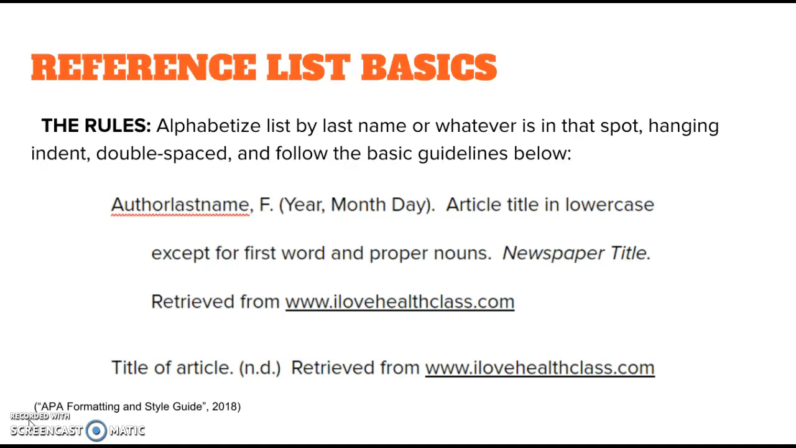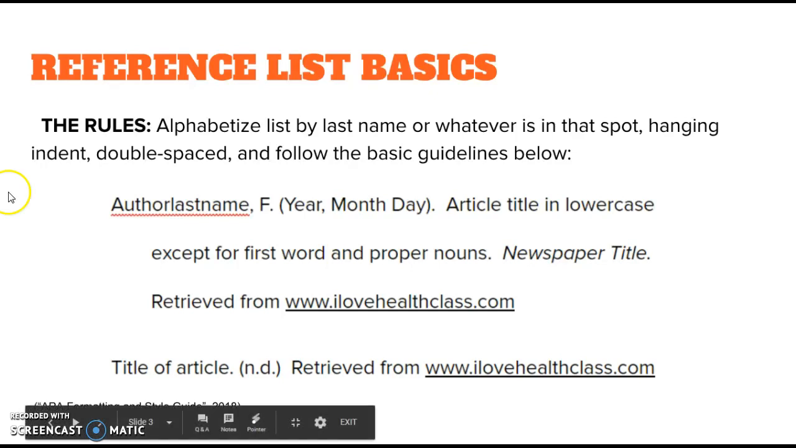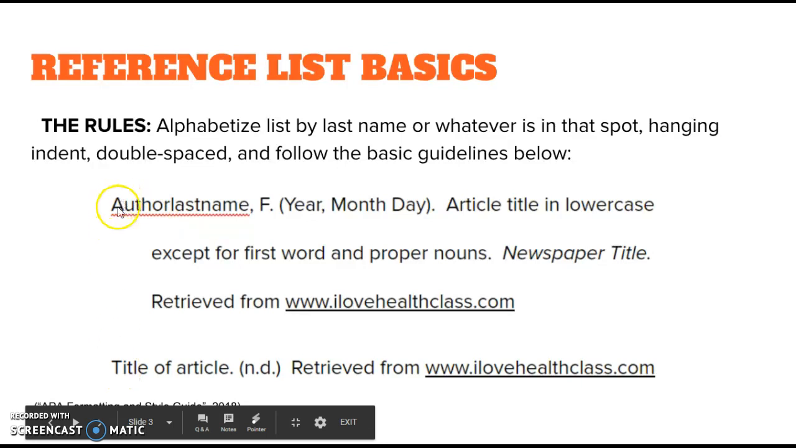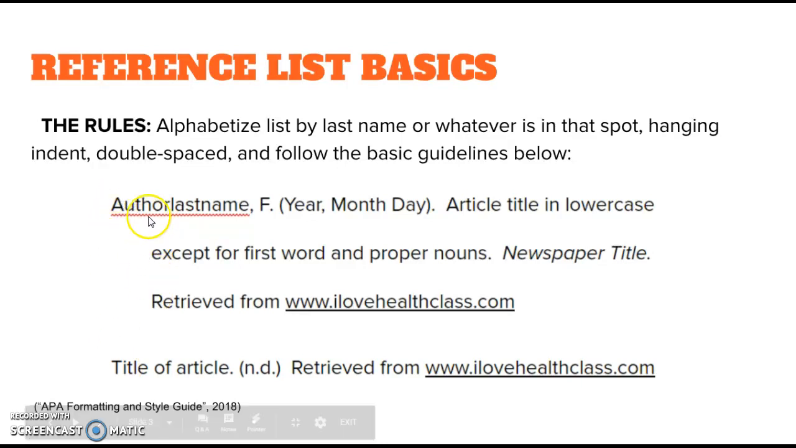You want to alphabetize the list by the last name of the author or whatever is in that spot. So if there is no author and you're using something else in that spot, generally would be the title of the article, then you would alphabetize that way. You want to also have a hanging indent, which you can see right here. That first line is kind of sticking out, and there's some tips for doing that, and I'll show that in class. You want to make sure that it's double spaced, and you want to follow the basic guidelines.